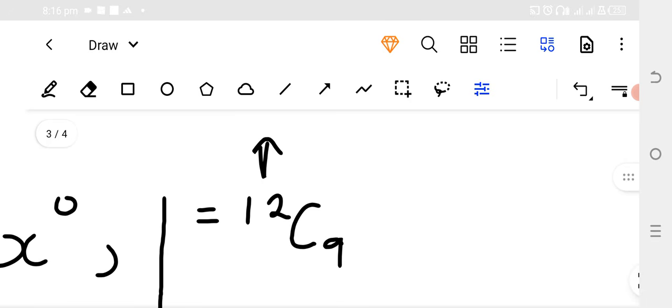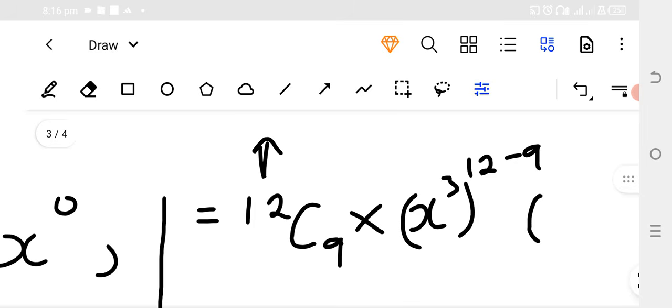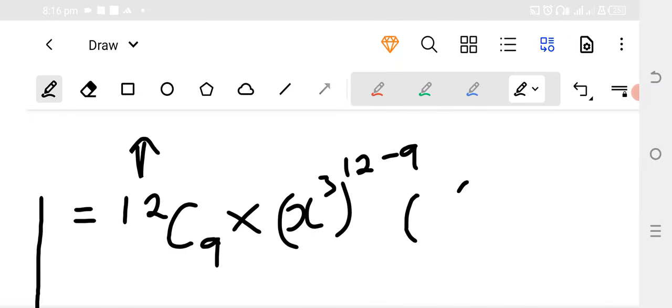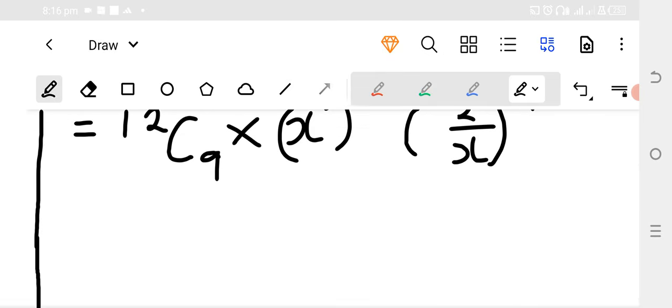12 combination 9, then this is times x cubed to the power 12 minus 9, multiplied by 2 divided by x to the power r, which is 9 in this particular case. We are going to have is equal to, on your calculator, 12C9, where I have NPR, NCR there. Just click 12, then that button, then 3. You're going to have 12C3, which is what?